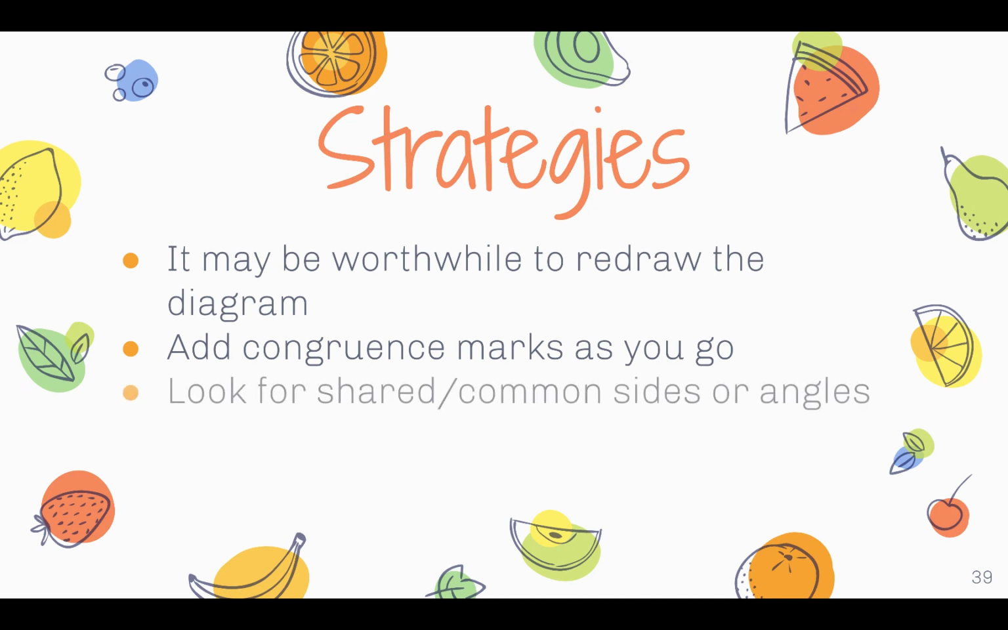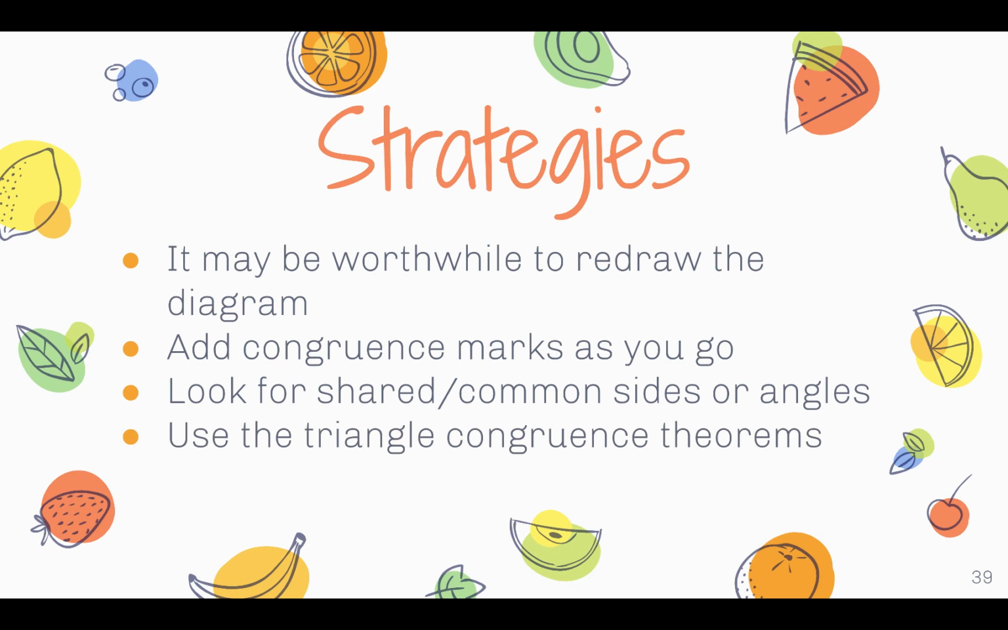to your diagram. Look for shared or common sides. How many times do we have shared or common sides? Many times. Finally, use the triangle congruence theorems. Use the shortcuts now that you know them: SSS, SAS, AAS, ASA, and HL.